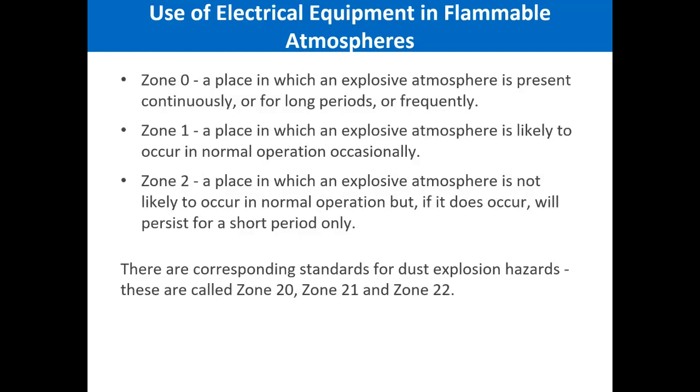Zone 0, Zone 1, Zone 2, these are the zones of fire which I discussed earlier. Zone 0 is a place where an explosive atmosphere is present continuously for long periods of time. Zone 1, a place in which explosive mixture is likely to occur in normal operations, usually 10 to 1,000 hours per year. This is an ad hoc specification, but you can keep in mind that Zone 1 is a place in which explosive atmosphere is likely to occur in normal operations. Zone 2, a place in which an explosive atmosphere is not likely to occur, and if it does, it will be only for a short time.